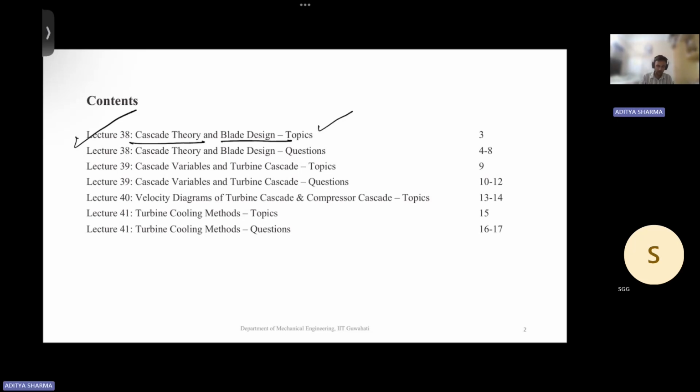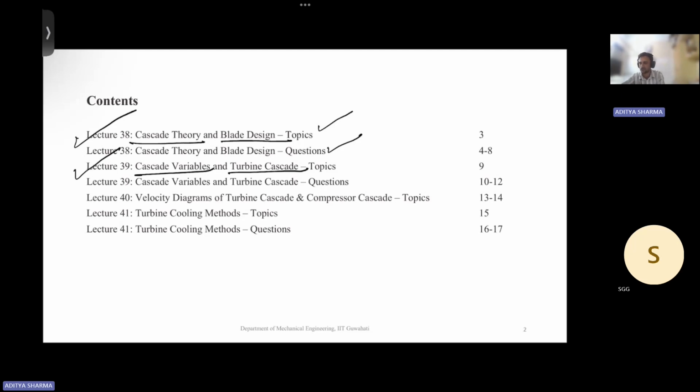I'll briefly discuss the topics and then we shall see a few questions related to that. Then we'll move on to lecture number 39, where the variables based on which we discuss the cascade theory have been discussed. Then two topics are there: one is the turbine cascade, and the other is the compressor cascade. We shall see this.